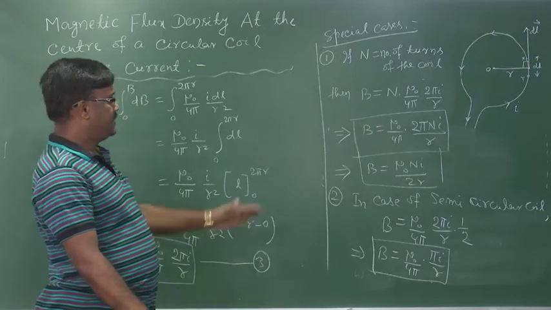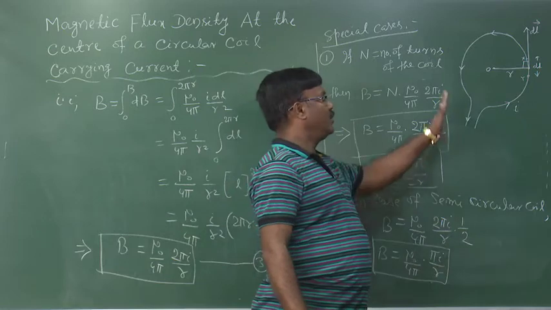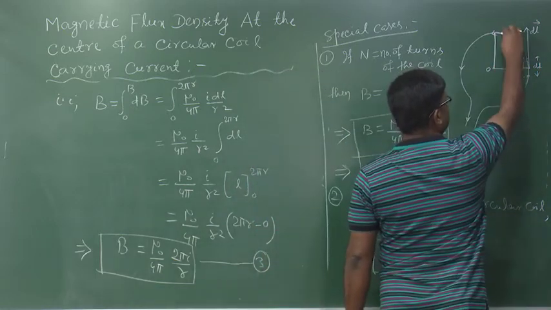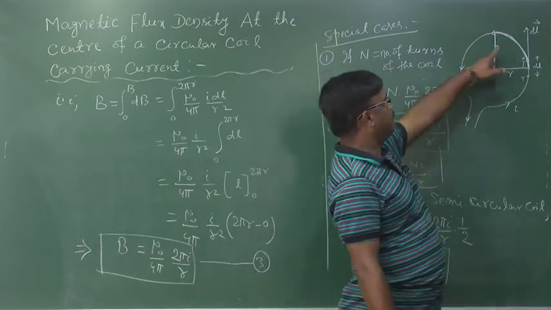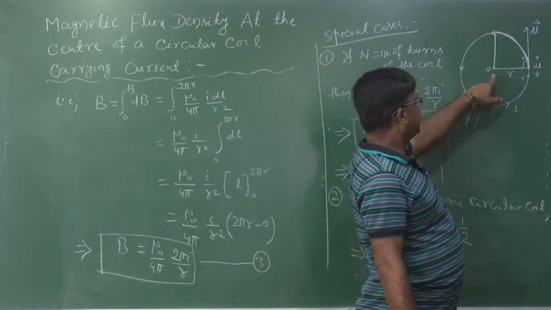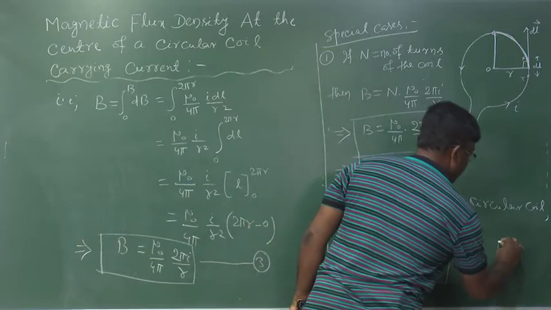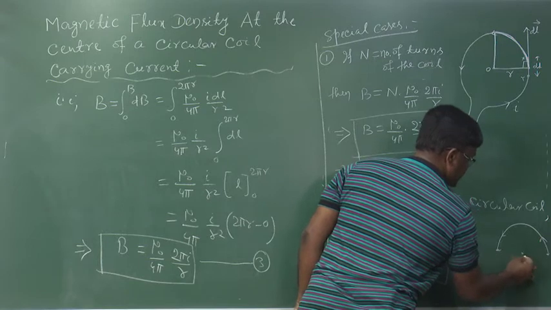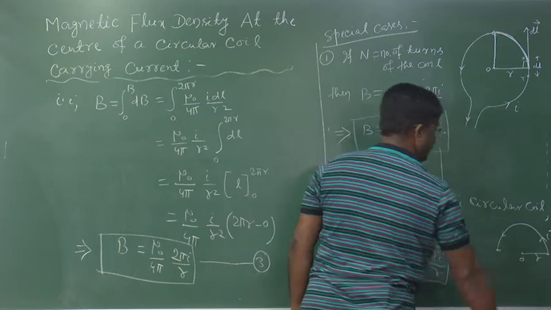Similarly, different cases can be obtained if we consider one quadrant of a circle. That means, if we consider this as one quadrant of a circle, and we are asked to find the magnitude of the field strength at the center due to one quadrant. In this case, the circle is like this, and this is the center O, and the radius is r. Here current I is flowing.